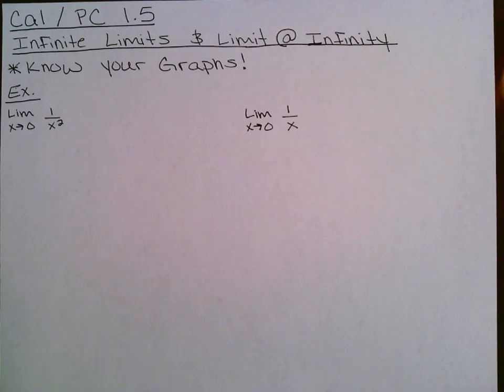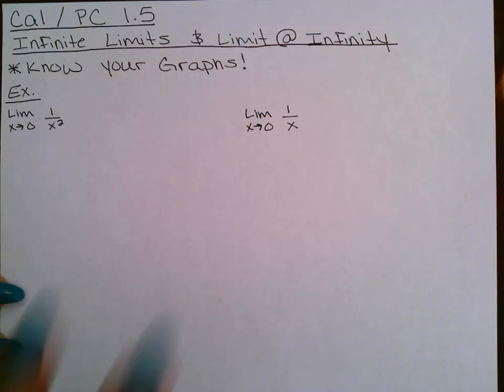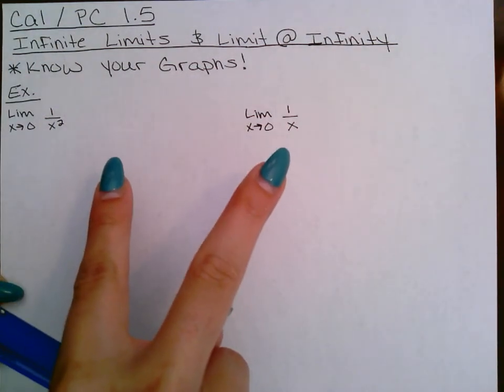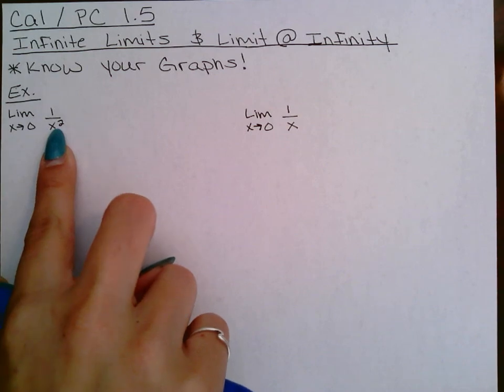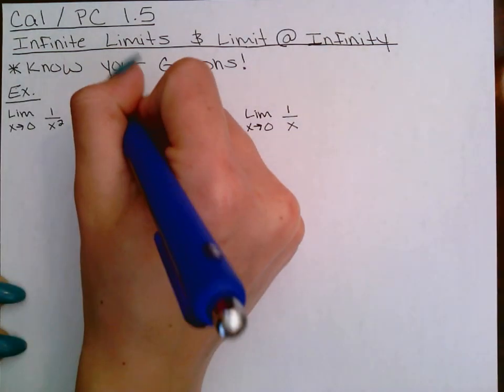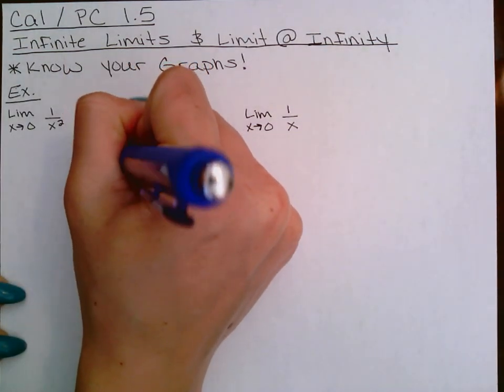So the most important thing I can tell you about this section is to know your graphs. If you don't know your graphs, this is going to be pretty difficult. If you do, this ends up being pretty easy. So the graph of 1 over x squared, if you've taken my class, we've memorized that both of these scenarios are elbows, okay? When the exponent in the denominator is even, both elbows are on top.